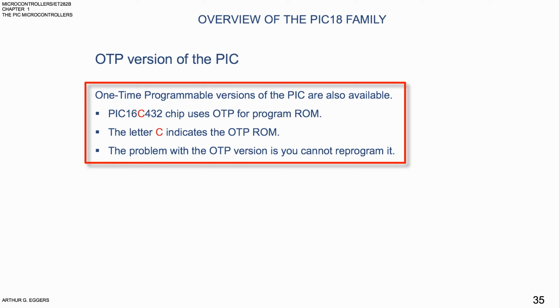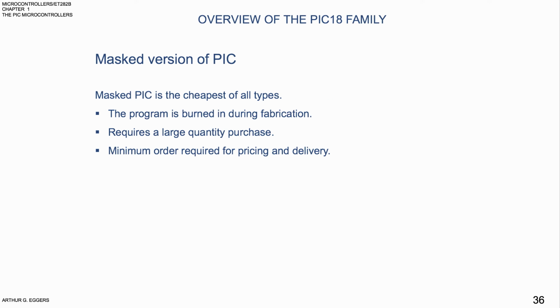When a product is designed and absolutely finalized, the OTP version of the PIC is used for mass production because it's cheaper than flash in terms of the price per unit. The problem with the OTP, though, is that you cannot reprogram it if you want to modify the program. So you've got to make sure that you absolutely are done with development before you select OTP.